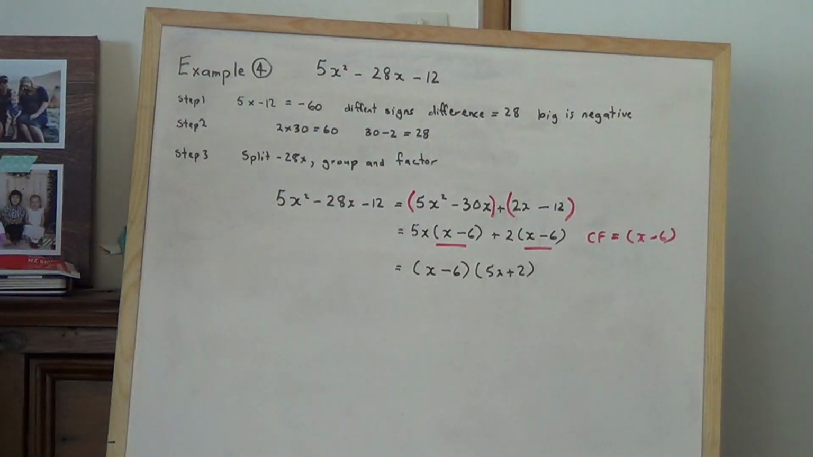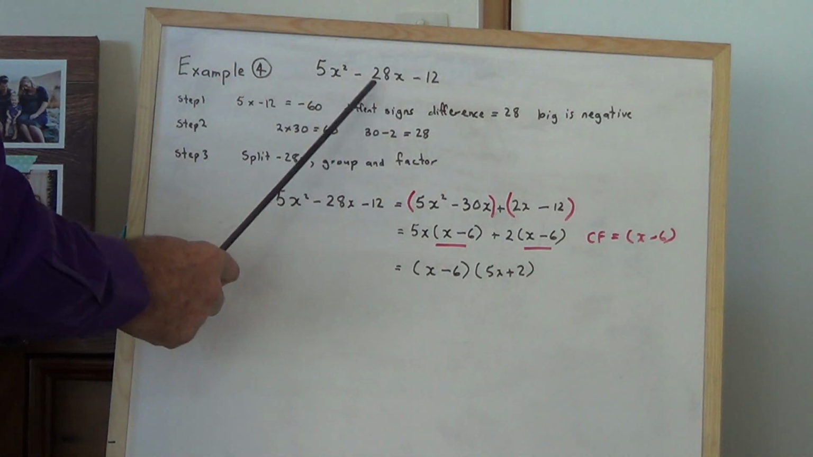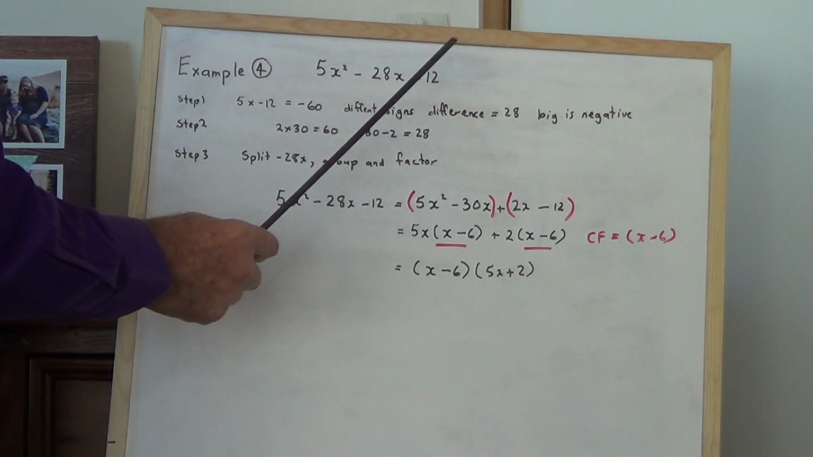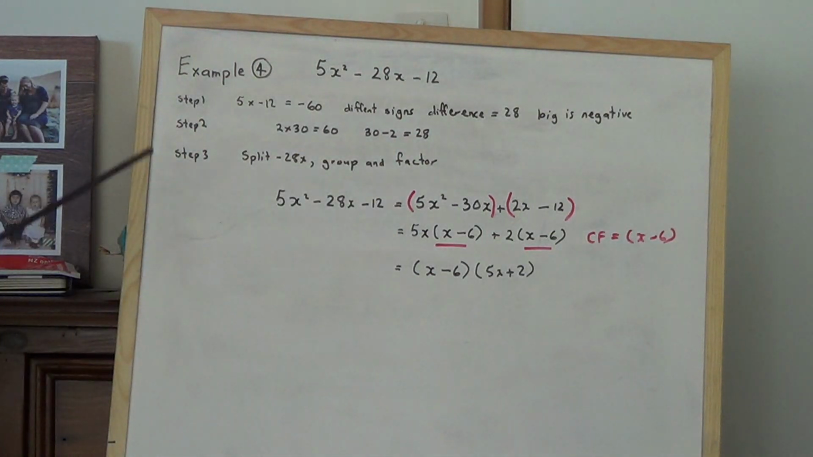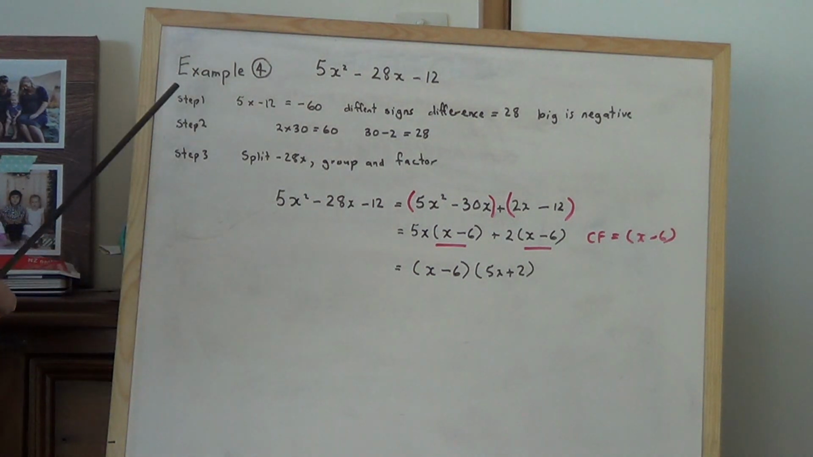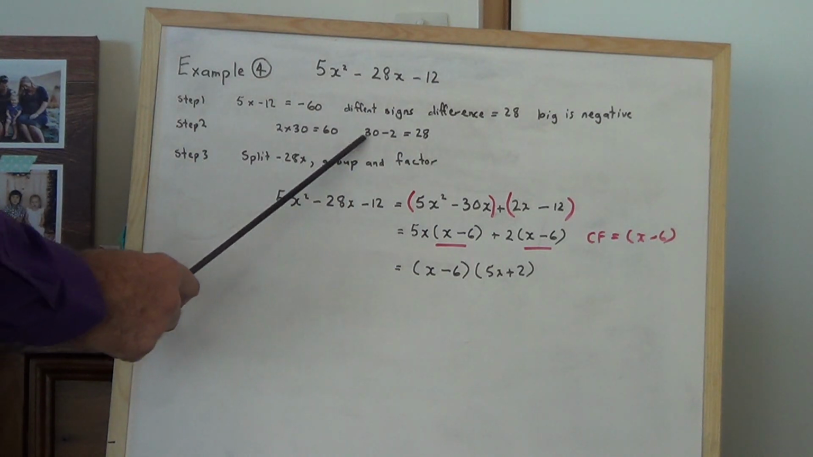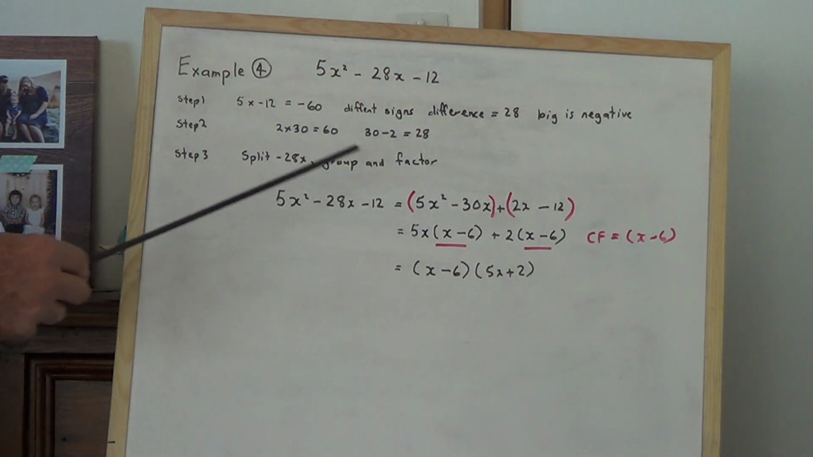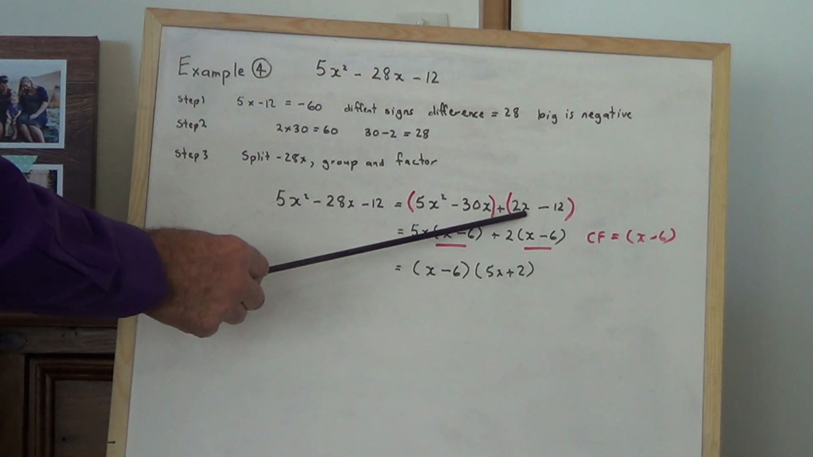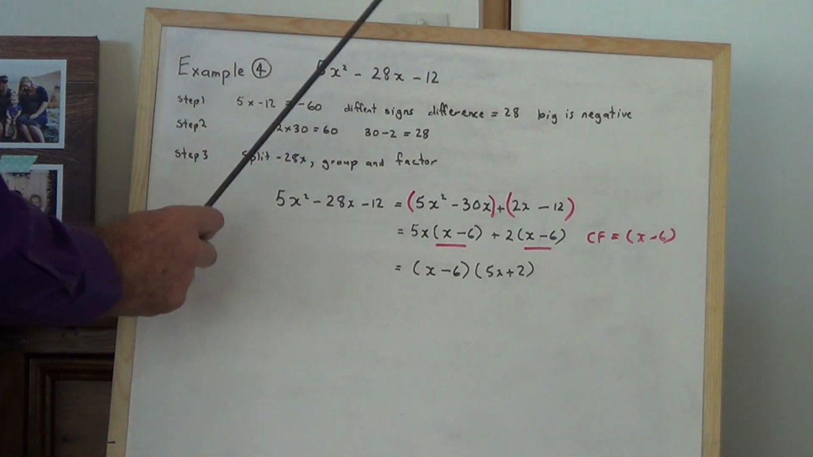Okay, have a look at it. A minus sign there and a minus sign there. Because it's got a minus sign there, there were different signs, and the difference will be 28, and big is going to be negative. So we look at the factors of 60, and we are looking for a difference of 28. It's going to be 2 times 30, because 2 times 30 is 60, and 30 take away 2 is 28. So we're going to split minus 28x up to minus 30x and plus 2x. Minus 30x plus 2x will give us minus 28x.